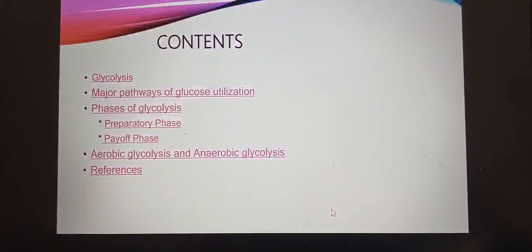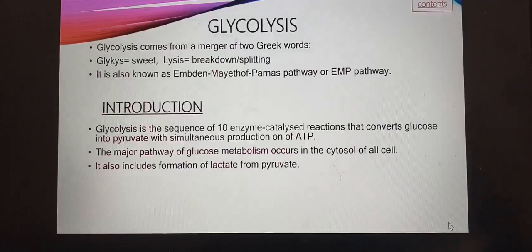So my topic is glycolysis. First we'll discuss what glycolysis is. Coming to the next slide. The process of glycolysis occurs in all organisms, from unicellular organisms like bacteria and yeast to multicellular organisms like plants, animals, and human beings. This process occurs freely in an anaerobic environment within the cytoplasm, and it is not associated with any organelle.